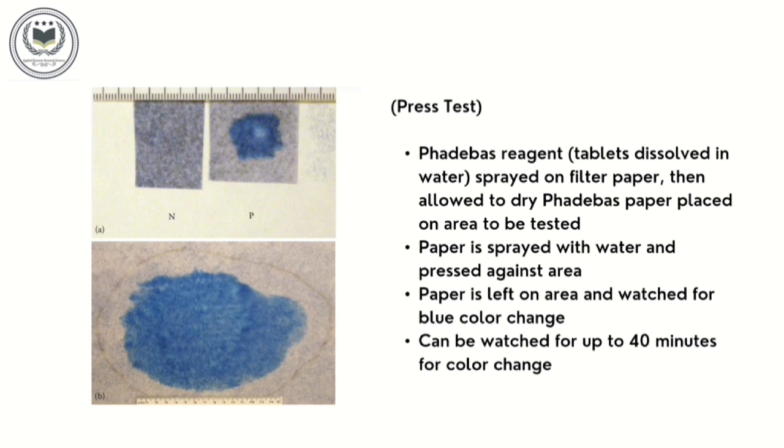And the press test. The AFRS reagent is spread on filter paper, then allowed to dry. The AFRS paper is placed on the area to be tested. The paper is sprayed with water and pressed against the area. The paper is left on the area and watched for blue color changes, which can be watched for up to 40 minutes. Here we can see in the picture.